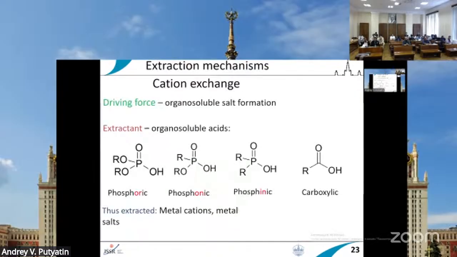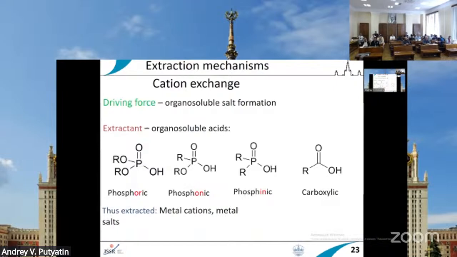The next mechanism is cation exchange. That means that during extraction, one cation goes from the aqueous phase to the organic phase, and that's why molecules that can extract cations by cation exchange are acidic molecules. So in a general way, three subgroups of such extractants are the phosphorus-containing organosoluble acids. Here you can see three types. The main difference between them is that they have different oxidation states of phosphorus, and that's why different chemical properties.